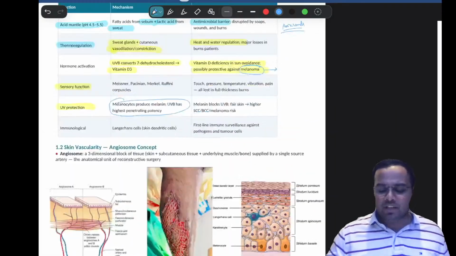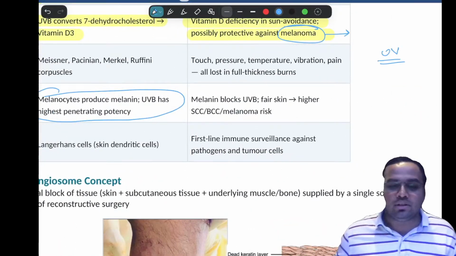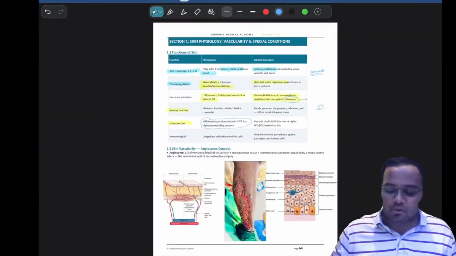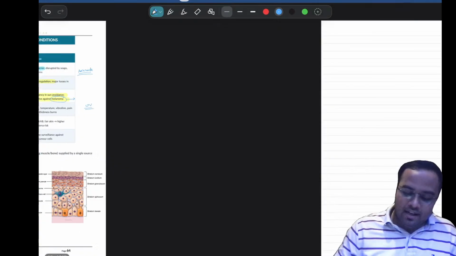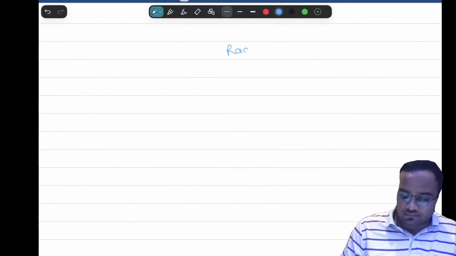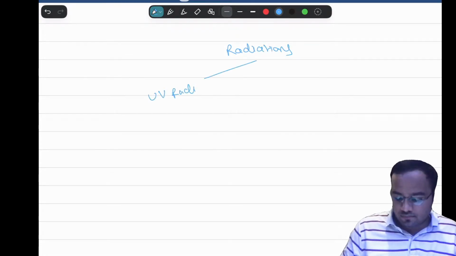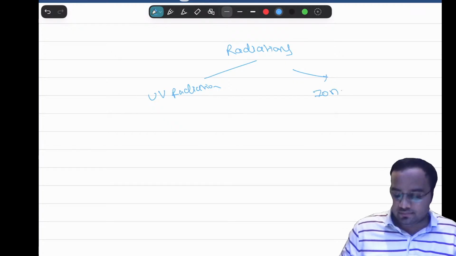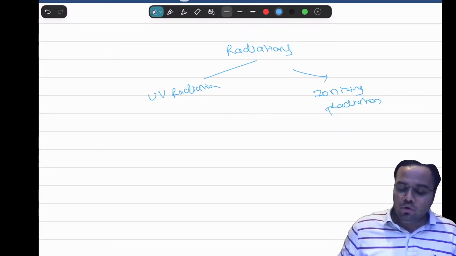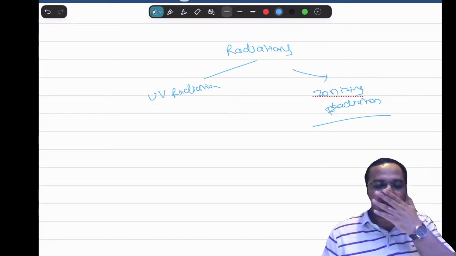So let's talk something about the UV rays. What are the UV rays? There are two types of radiations which you are going to encounter in surgery. What are the two types of radiation which we are going to encounter in surgery? One is your UV radiations, and the other is going to be your ionizing radiations. So UV radiation is nothing but the sun which is going to come.